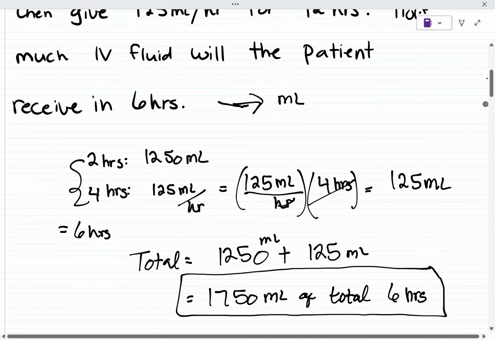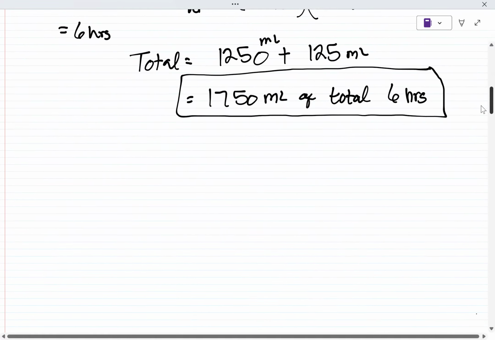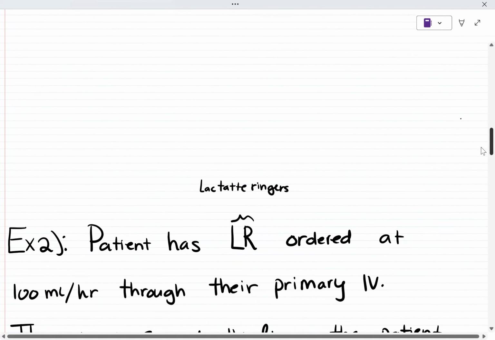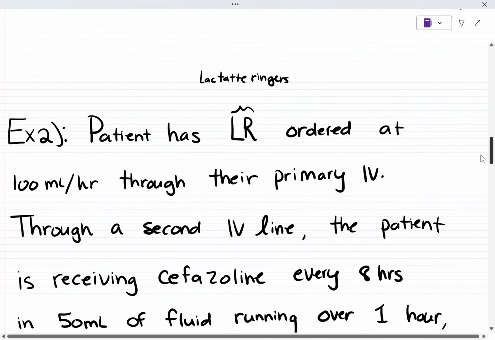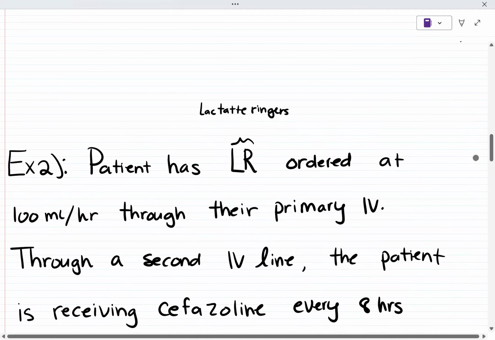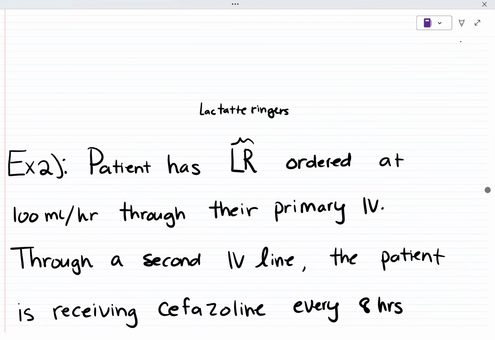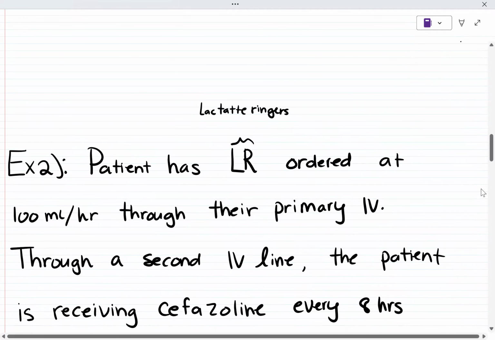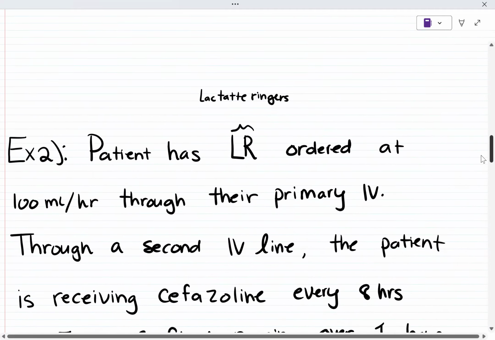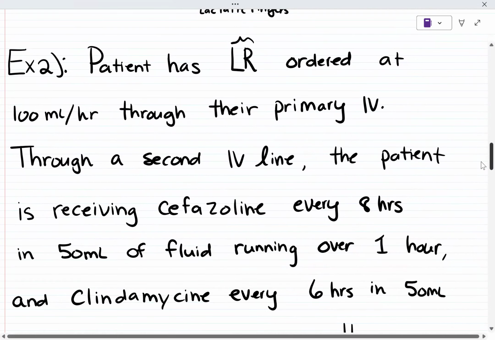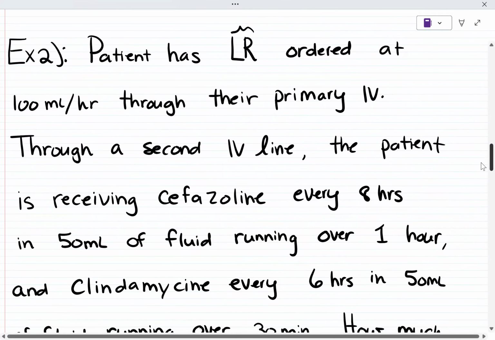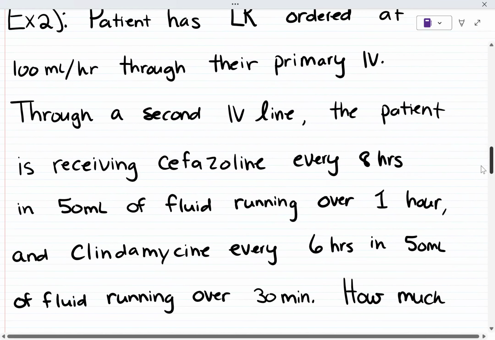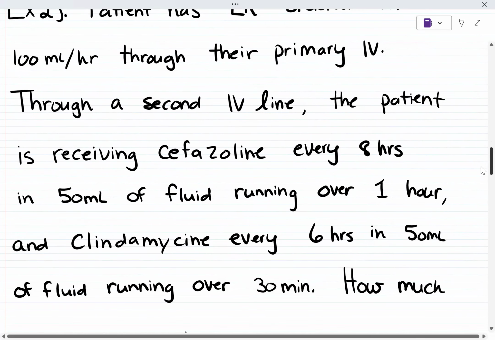Okay, next example. Example two says patient has LR, which stands for lactated Ringer's, ordered at 100 milliliters per hour through their primary IV. Through a second IV line, the patient is receiving cefazolin every 8 hours and 50 milliliters of fluid running over 1 hour, and clindamycin every 6 hours and 50 milliliters.